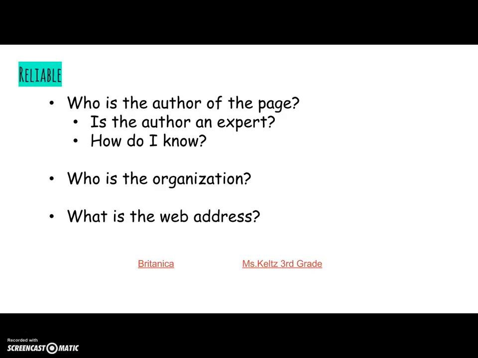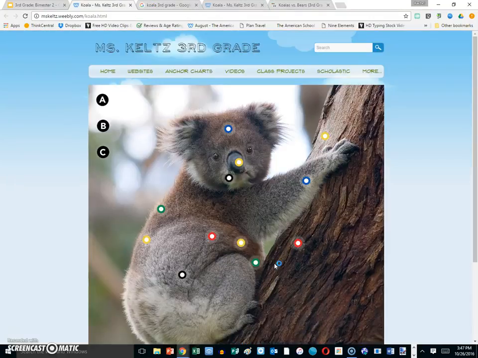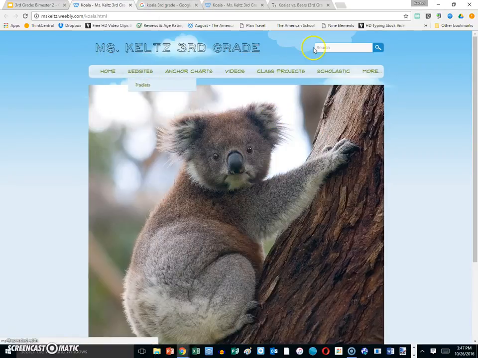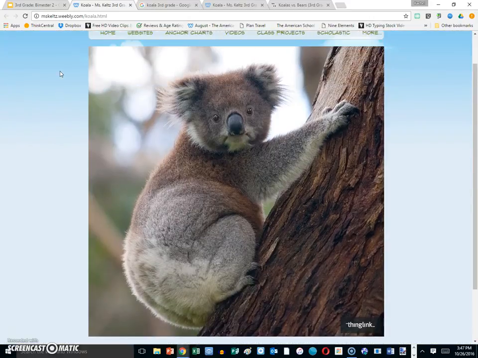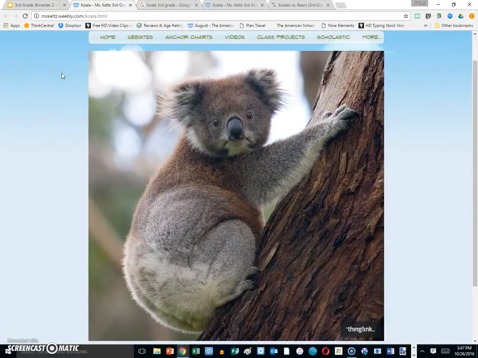So, for example, if I want to know who the author is, I can go ahead, for example, on this page, and I see, okay, this is Ms. Kelt's 3rd grade class. So Ms. Kelt is a teacher that has put together a website. So if she's a teacher and she has different things about her, I can go learn more about her class from her newsletters and how to contact her. And I want to think, is Ms. Kelt the expert on koalas?